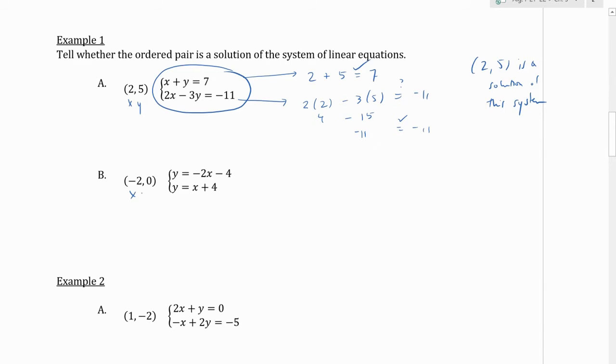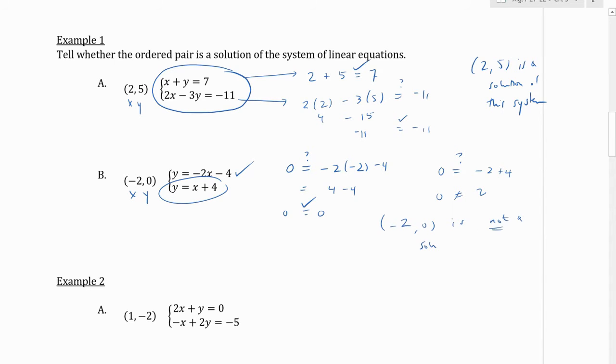Okay, if I do the next one. So if I take the y, does that equal negative 2 times the x minus 4? Negative 2 times negative 2 is 4. 4 minus 4 is 0. Okay, so it makes the first one true. But here's the thing. If it's a system, it has to make them both true. So if we try the second one, does the y equal the x plus 4? It does not. So negative 2, 0 is not a solution to this system.